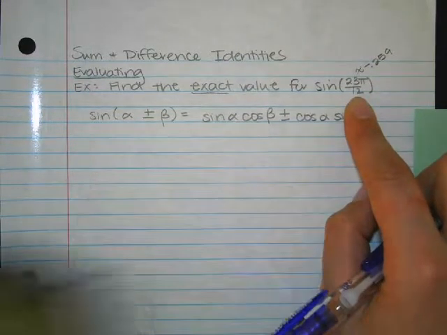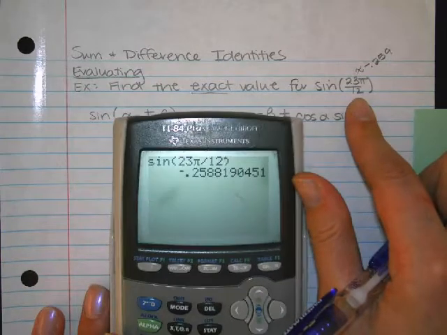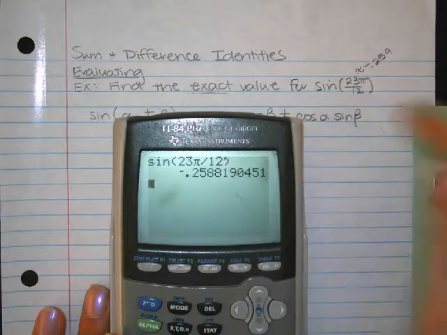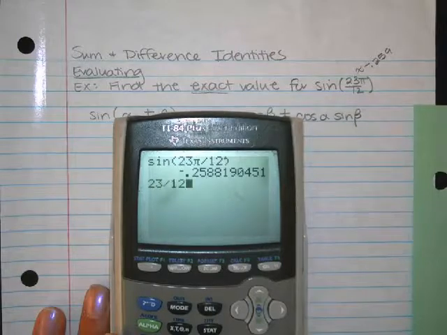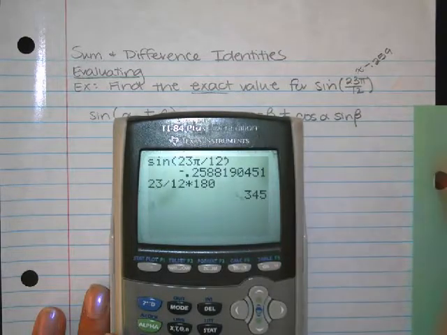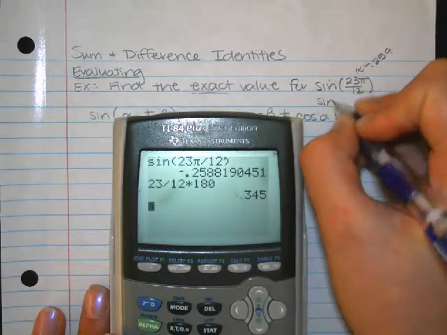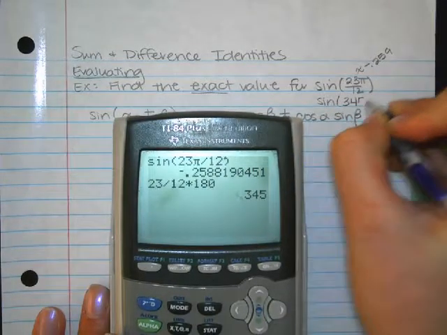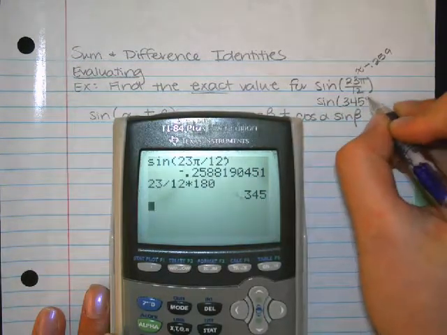So how do I take 23 pi 12ths and convert it into degrees? 23 12ths times 180 is 345. So we are finding sine of 345 degrees.